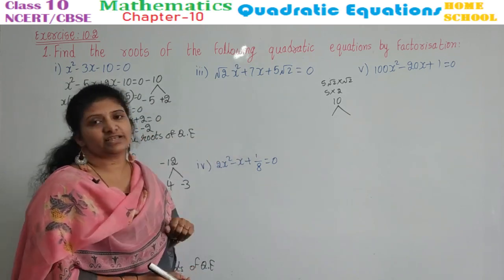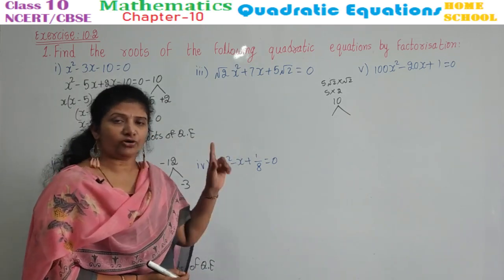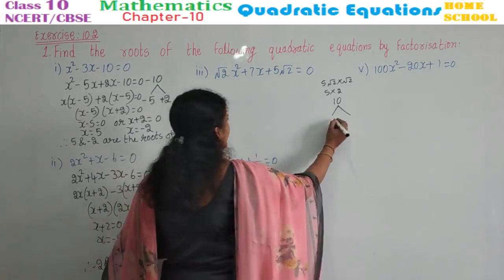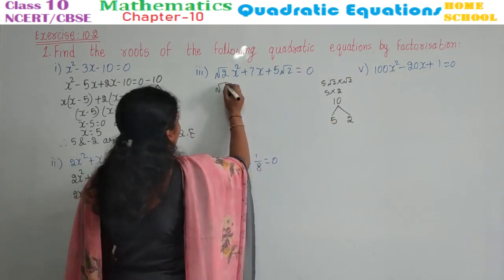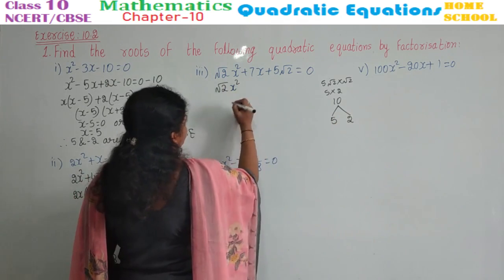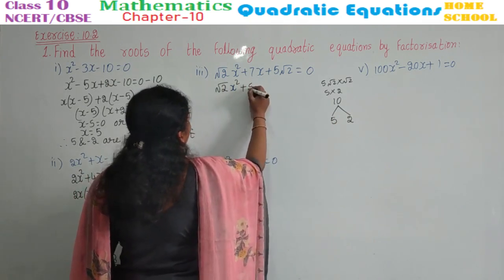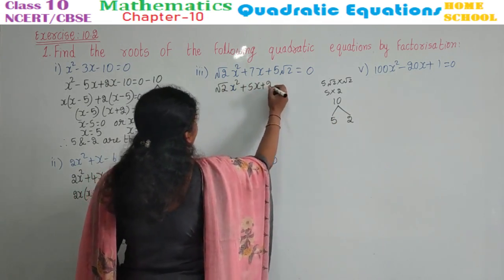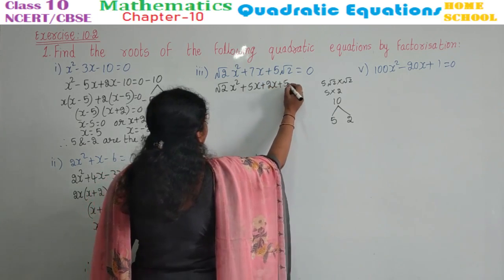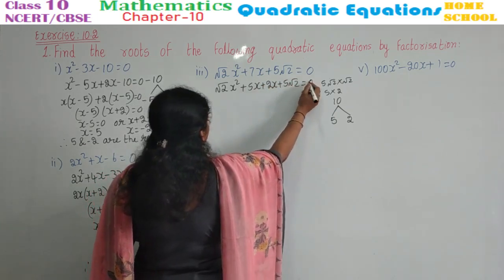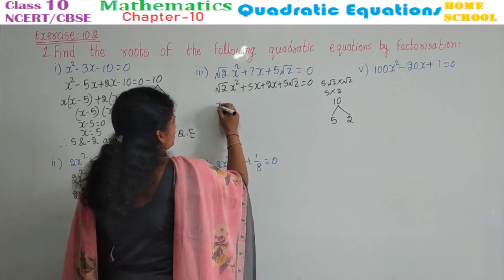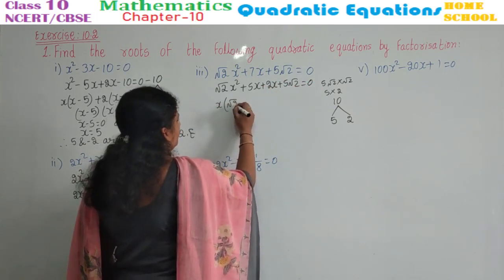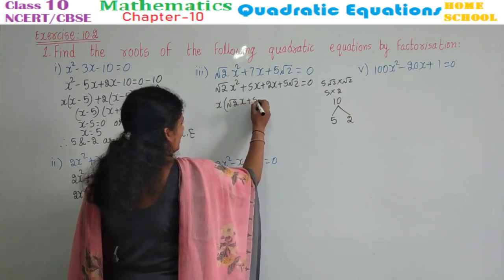And you should get 7. If you add 5 and 2, you are going to get 7. So take those factors only, 5 and 2. Split the middle term: root 2x square plus 5x plus 2x plus 5 root 2 equal to 0. Now in these two, anything common? x is common. Take out, root 2x plus 5.